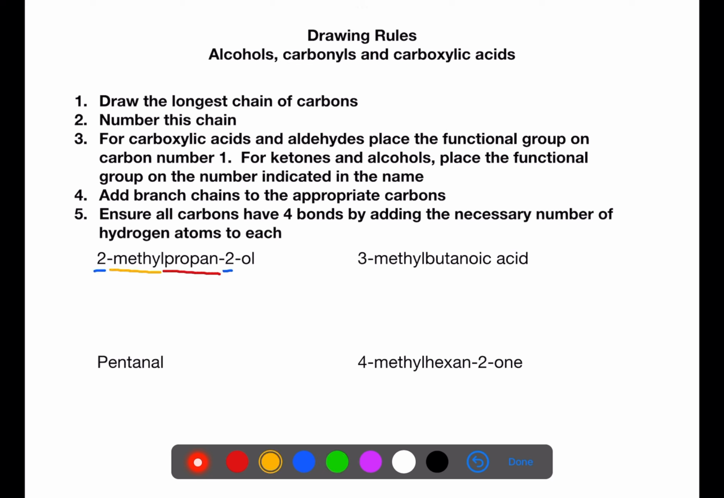In this first example, we have propane, which is 3 carbons. On carbon 2, we have both the functional group hydroxyl and a methyl branch.